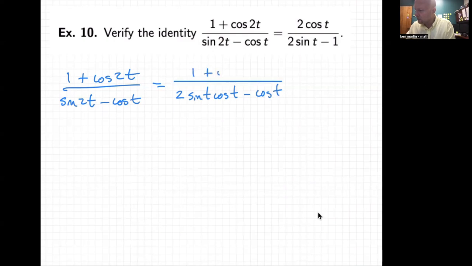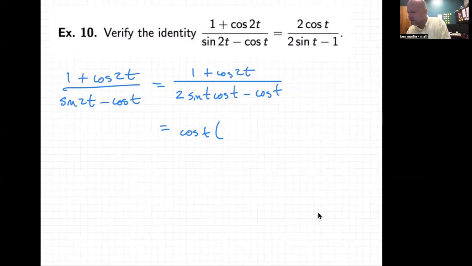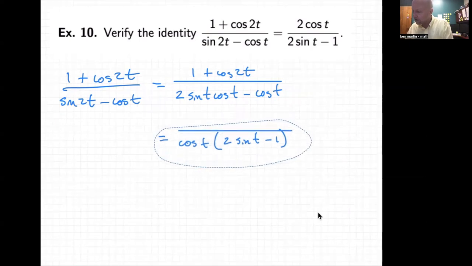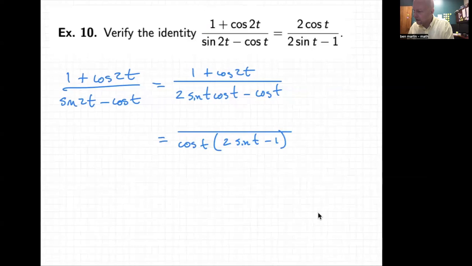And on the top, 1 plus cosine 2t. I can see that the bottom has a factor of cosine t that I can make come out there, and a factor of 2 sine t minus 1. Oh, well, the bottom looks pretty promising, right? I've gotten a factor that I wanted. I just need to figure out a way to get rid of the factor I don't want.